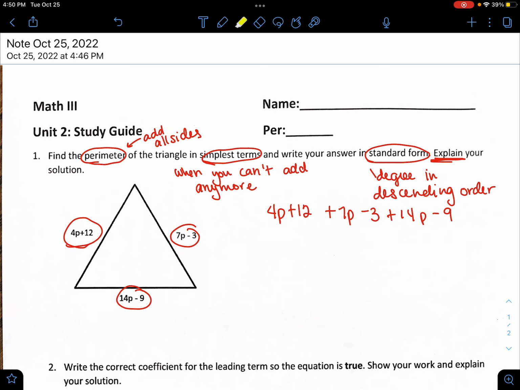Okay? So let's combine like terms. So we have all the p's together. Right here, 4p plus 7p plus 14p. So p stays the same. 4 plus 7 is 11. 11 plus 14 is 25p.